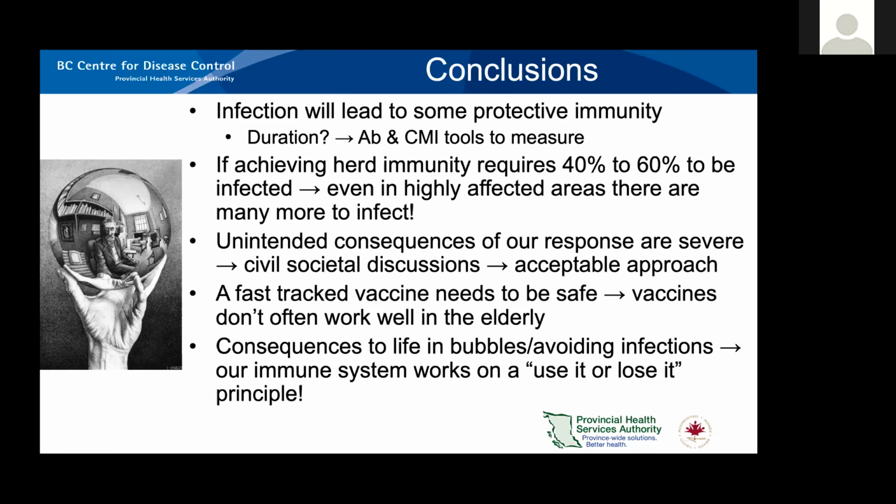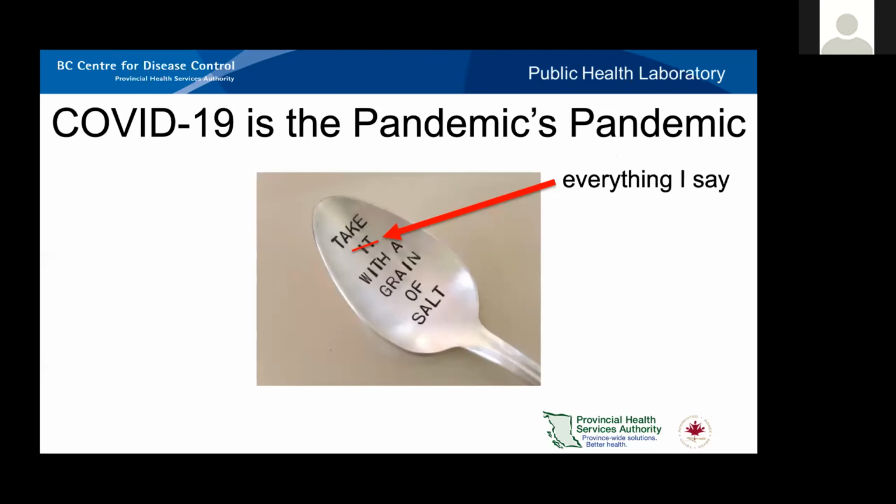I think one of the most important things for us to remember is there are consequences to life in bubbles. So if you have a gnotobiotic animal devoid of being exposed to bacteria or microbes, they don't develop an immune system. And so our immune system works on a use it or lose it principle. So the notion that we can live in bubbles for the rest of our lives is fraught with problems. So I think fundamentally I should stop there and open for questions.